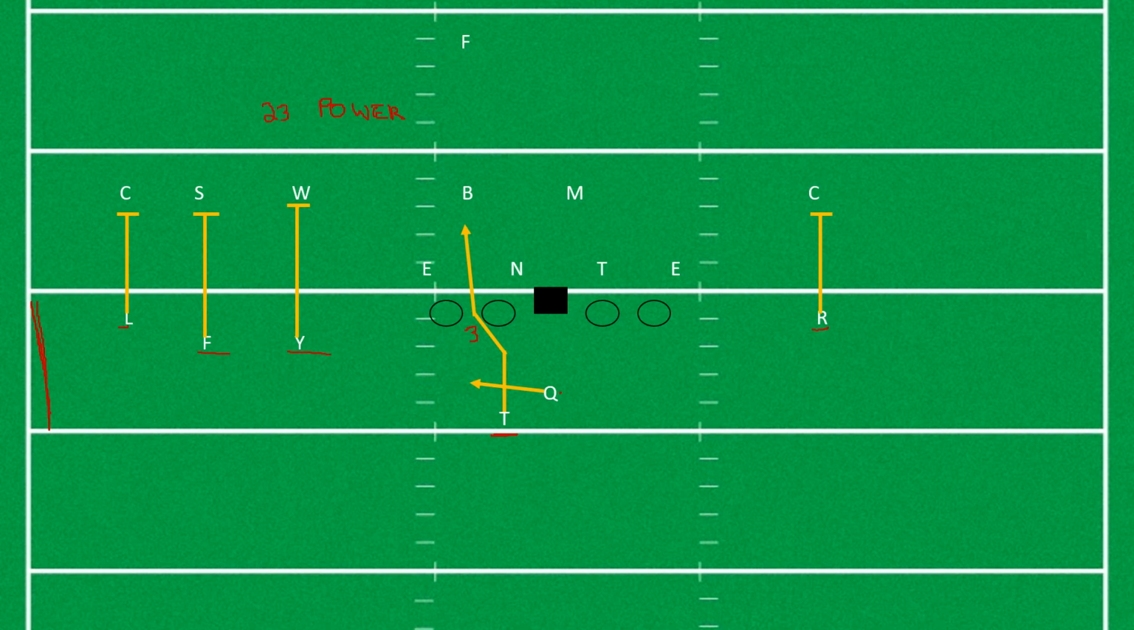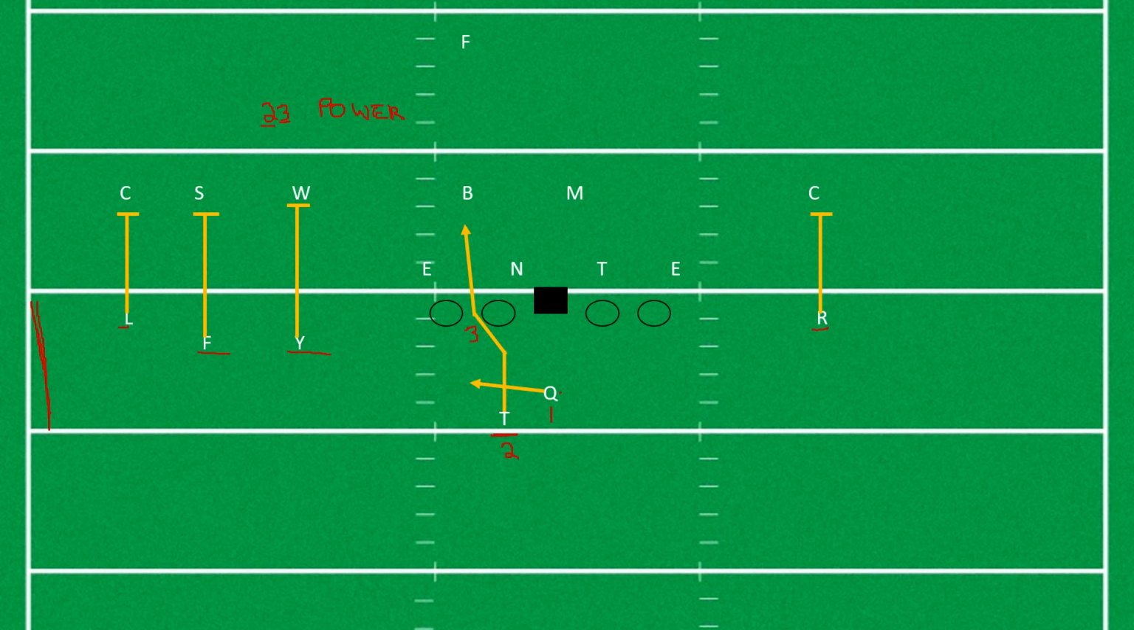We've got the 2-back running through the 3-hole. So 2-back, which is the tailback, quarterback would be the 1-back, running through the 3-hole. So that's what we mean by a 23 power. You won't hear me say that because of the way we call plays, but I do want you guys to know this because I think it's important for you guys to know as football players.